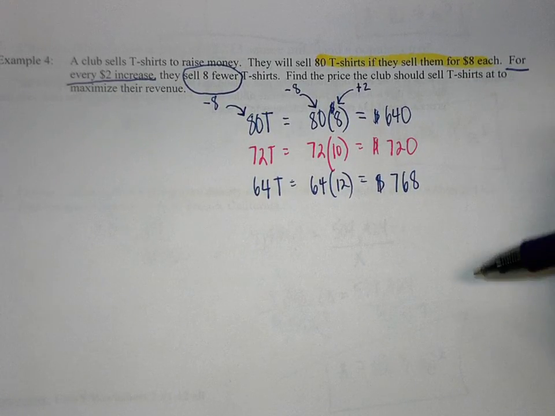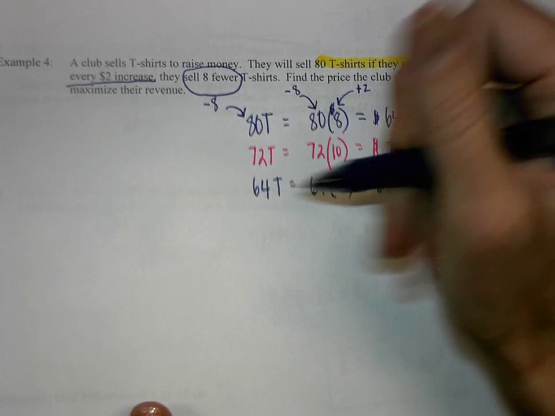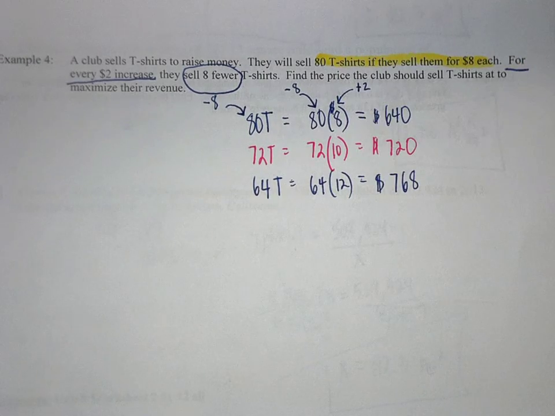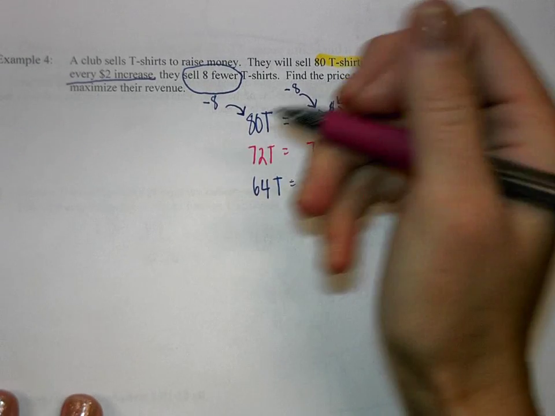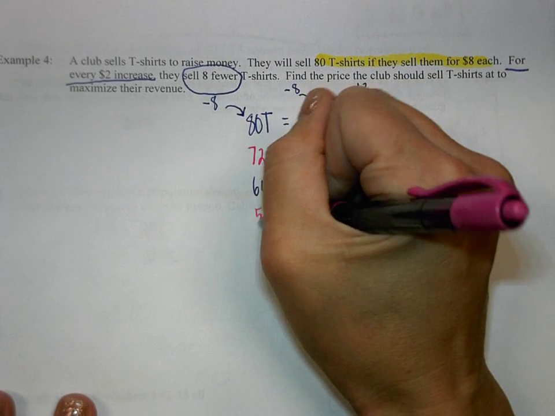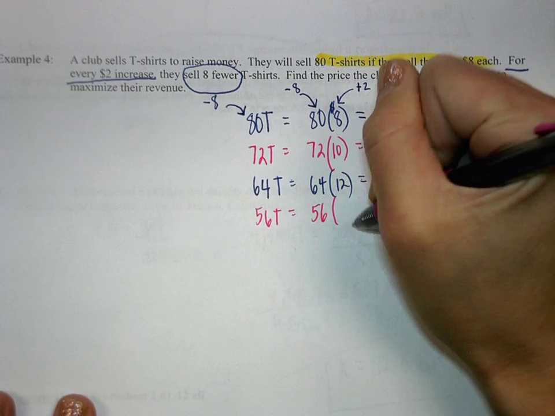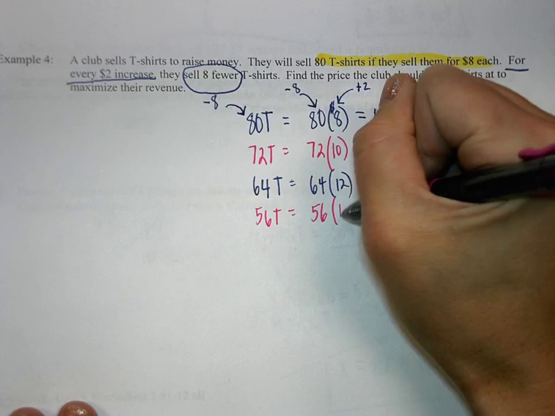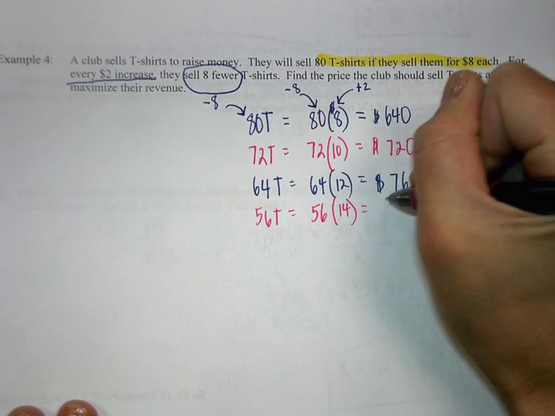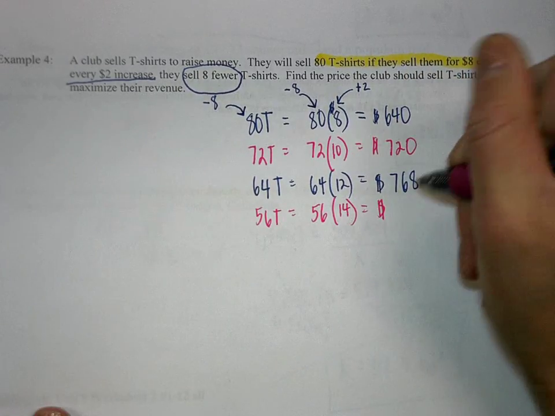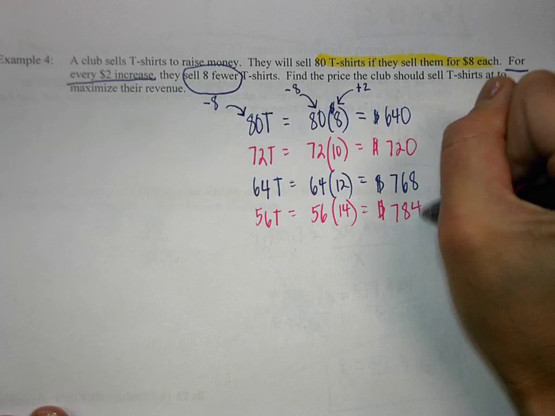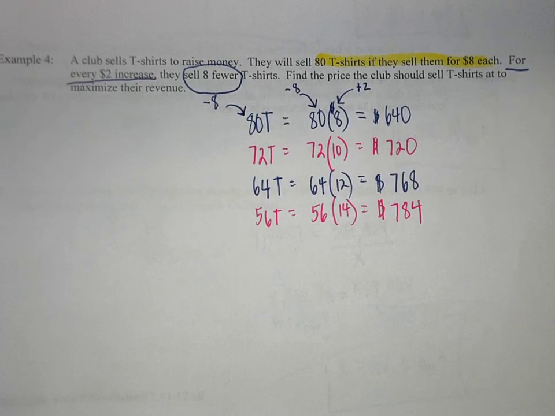Okay, we're going to keep going because my price is still increasing, right? I'm getting more money. So we're going to subtract 8 again. What is 64 minus 8? So 56 t-shirts, but then the price changes to $14, and in your calculator, 56 times 14 is 784. Price still increased.